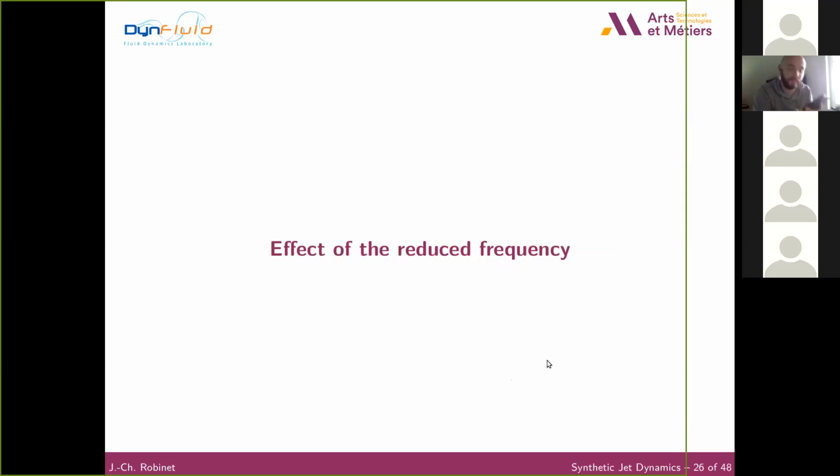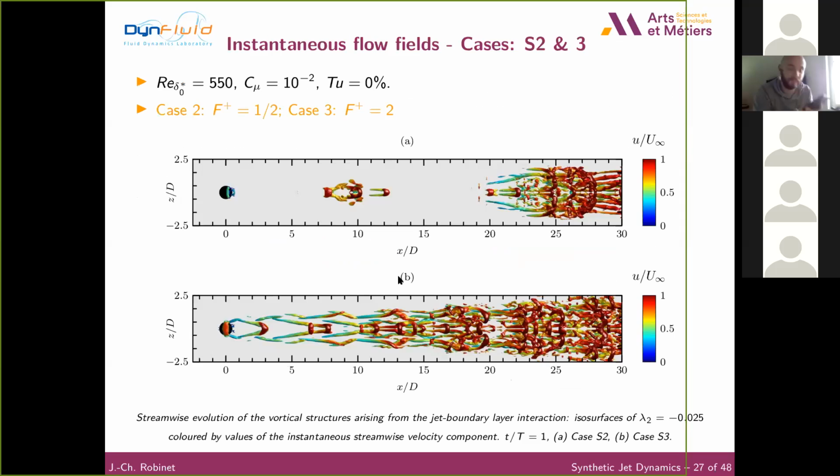First of all, I want to understand the effect of the reduced frequency. Two cases are considered. In case 2, the frequency is just 0.5. And case 3 is double the frequency of the baseline. The other parameters remain identical. The influence of the reduced frequency is very important, as you can see in these two plots, where we can see the streamwise evolution of the vortical structure in the wake.